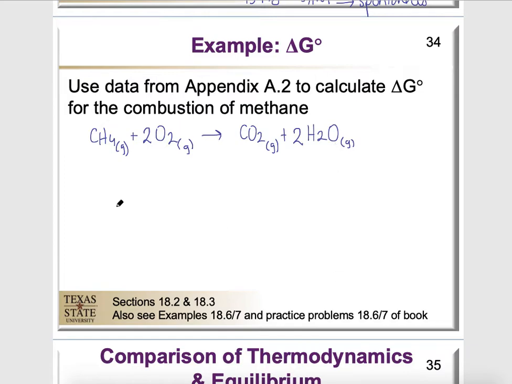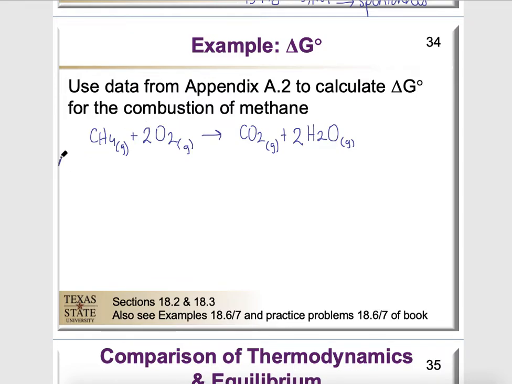Having said that, we go to a table in the appendix and get the values. I'm going to just go ahead and write what I found. The delta G of formation at standard conditions, in units of kilojoules per mole, is the following for these elements and compounds. Actually, I should just write it underneath each of these things.